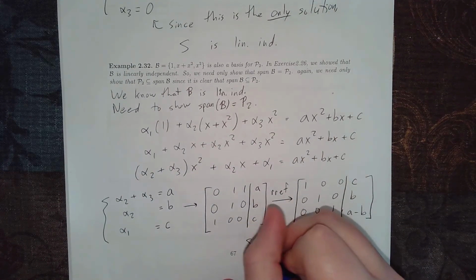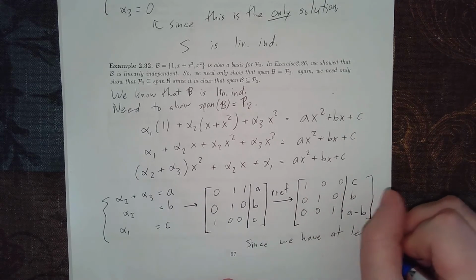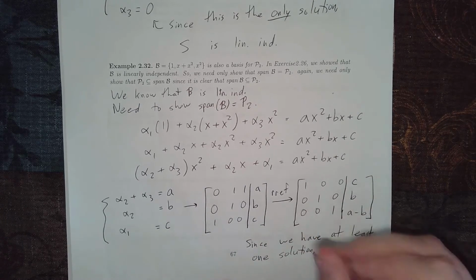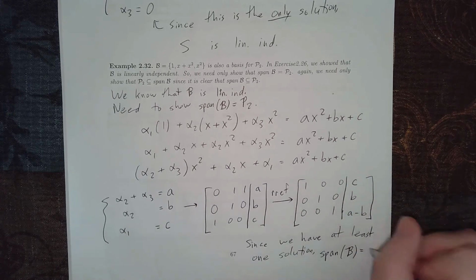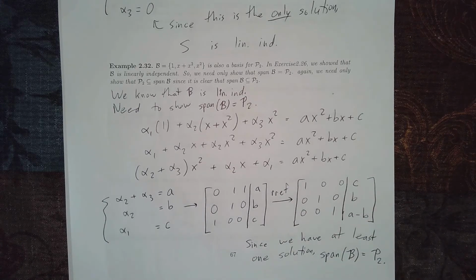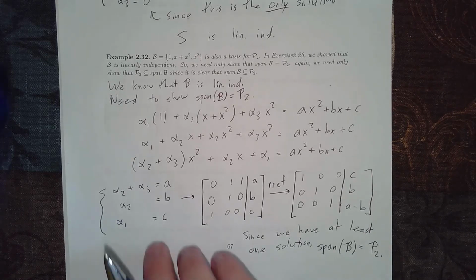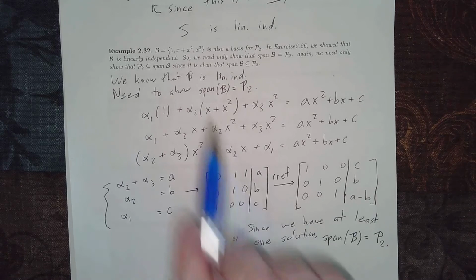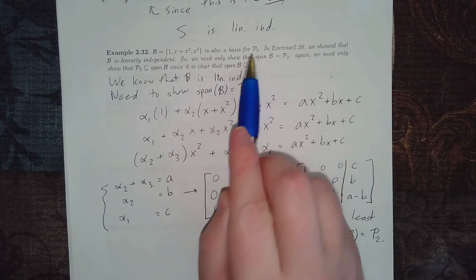And so, since we have at least one solution, the span of B equals P2. So there's then another thing where we've now shown that B is linearly independent and the span of B is equal to P2. So if we combine those things, that tells us that this set B is a basis for P2.